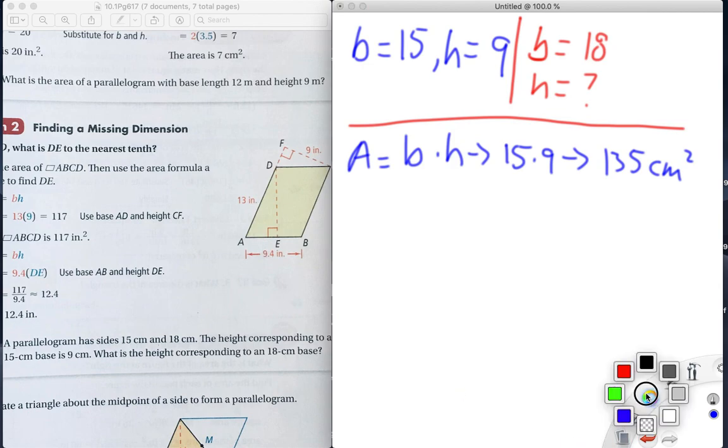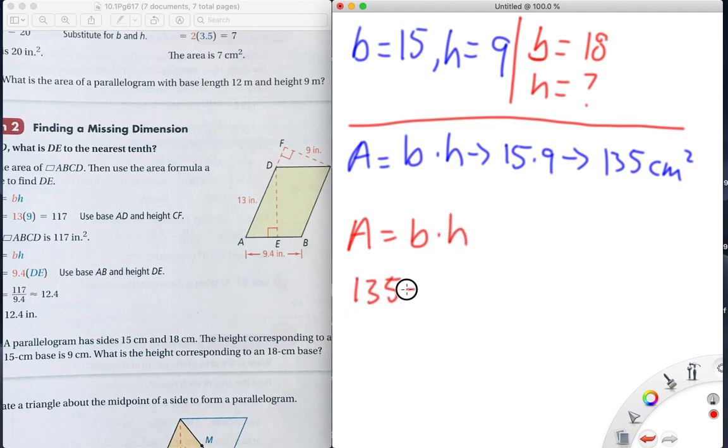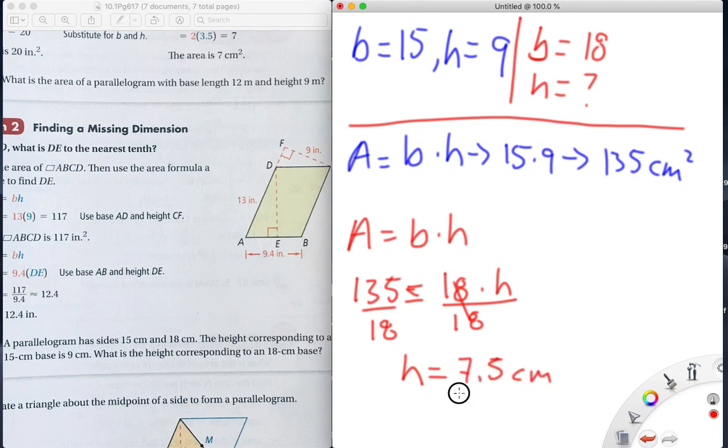The second part is, now that we got the area, we can find the height of the other side of the parallelogram by using the same equation, area equals base times height. But now we have our area, which is 135. We have our other base, which is 18. And now we're trying to find the other height. So we're going to divide both sides by 18. And the other height, which is the one that we're looking for, is 135 divided by 18. And that height is 7.5 centimeters.